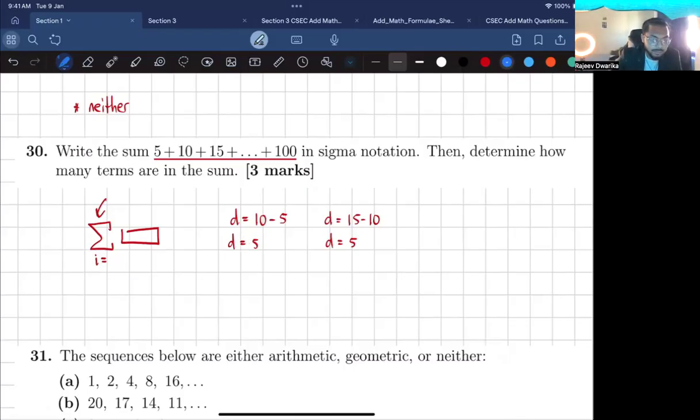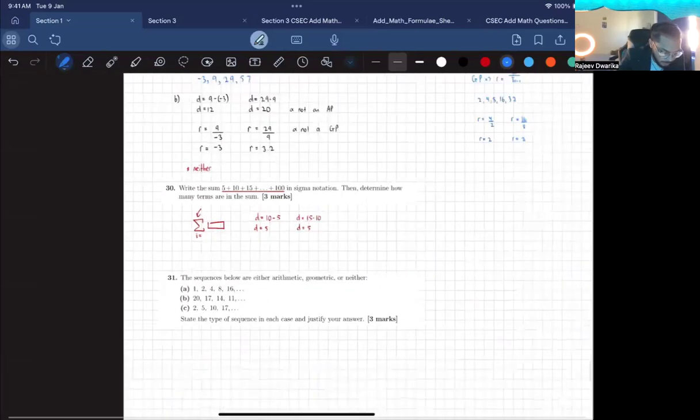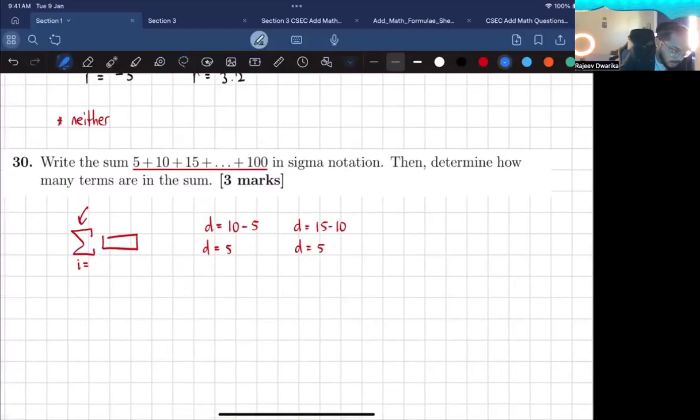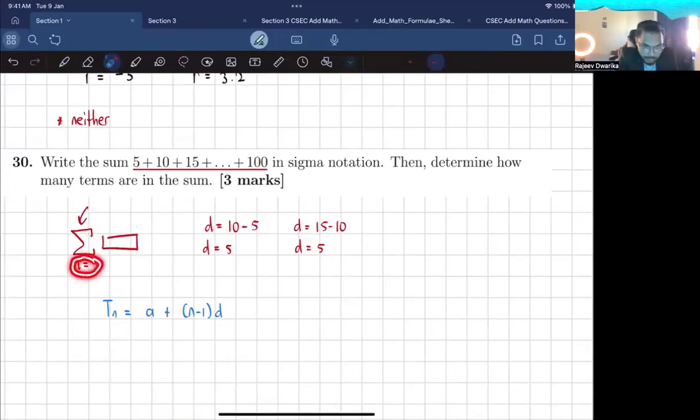Now I need to figure out the general term. So I want you to check through the formulas. How would I represent the general term for an arithmetic sequence? A plus n minus 1 times d. Right. So Tn is going to be equal to a plus n minus 1 times d. Like I said, in the summation form, this is the value you start off with to generate your first term, this is what you're going up to, and this is your general expression.